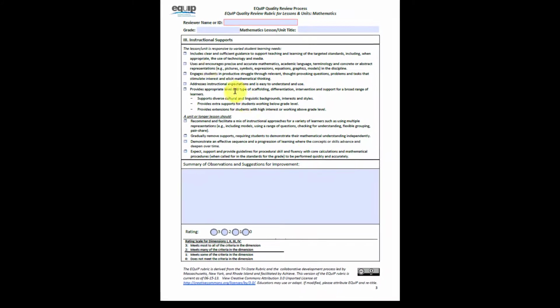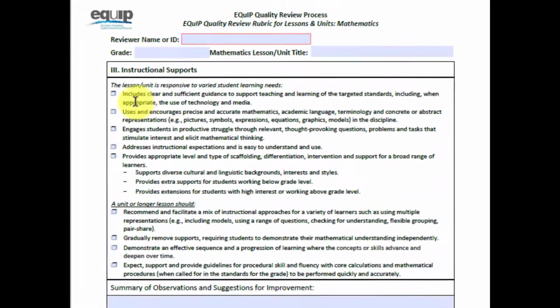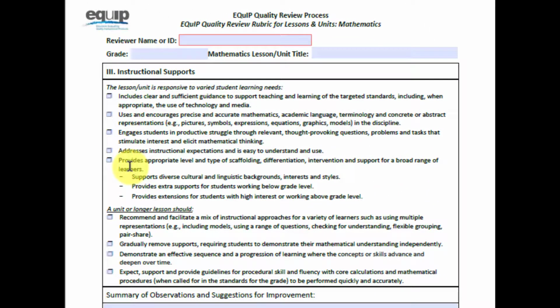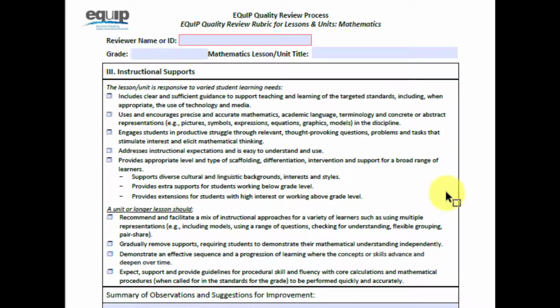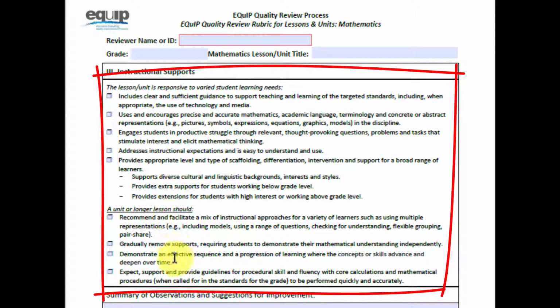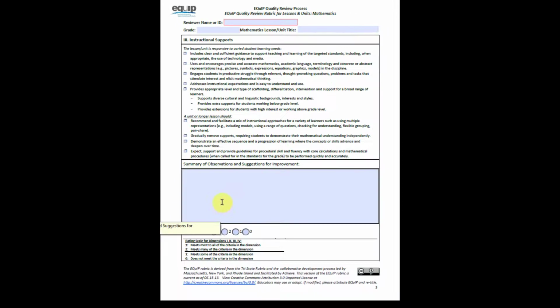The next page has instructional supports. It has some factors to consider in how the lesson or unit is responsive to varying student needs. So how well is this lesson differentiated? For anything that is just a lesson, you just do this top part. And if you're looking for a whole unit, you do the top part and the bottom part. There's an area for observations and suggestions for improvement, and you get a rating for that.